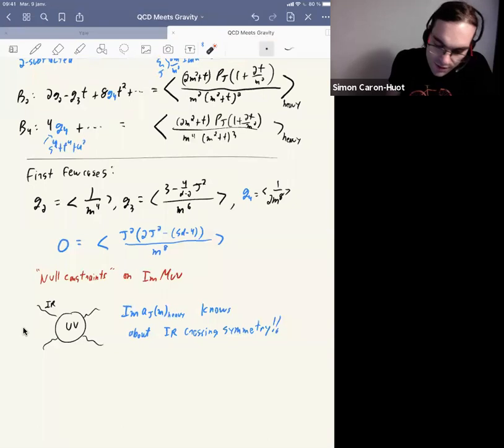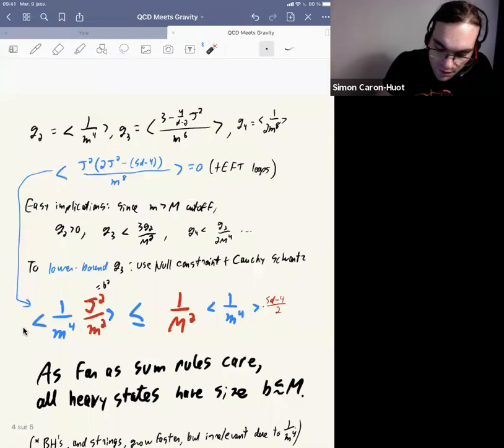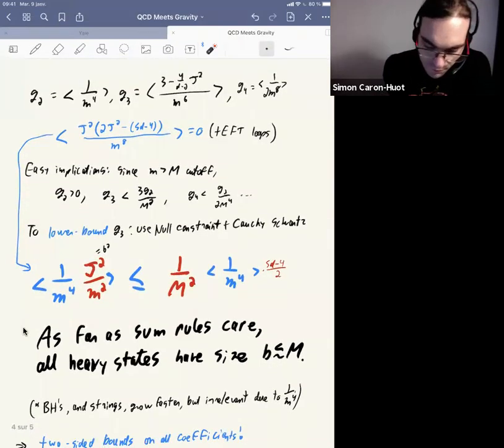And in this context, you might think that it's some interplay between IR crossing and UV physics, but it has a very straightforward interpretation. We're scattering infrared particles to probe the UV. So the imaginary parts of these couplings actually know about crossing symmetry in the infrared because we're using IR probes. So I have 5 minutes left, I believe. So we have these null constraints. It's very clear what they mean, and they represent crossing symmetry in the infrared. They are very useful. So let's see why we need them.